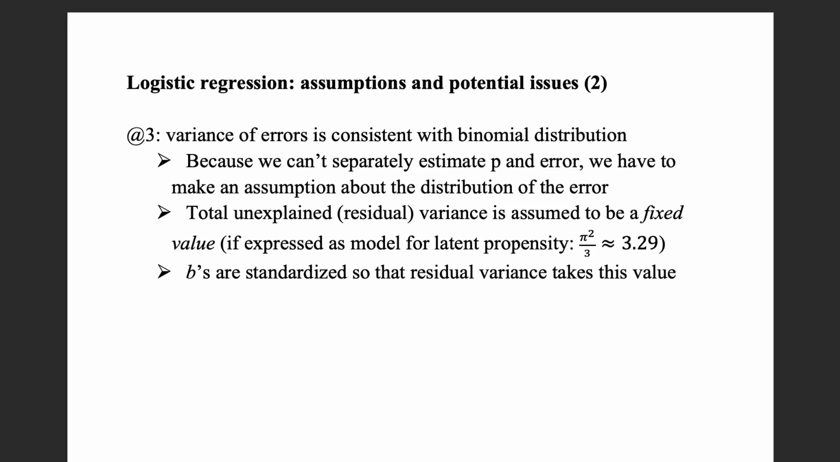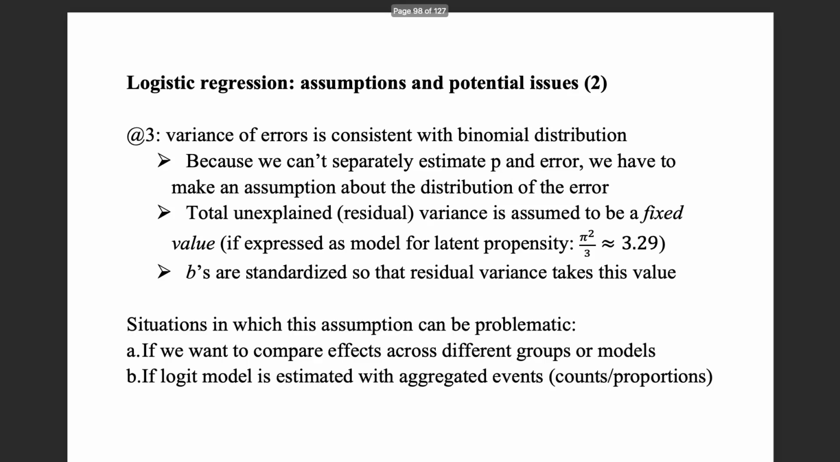So when we're estimating the model, basically our logit coefficients are standardized in such a way that our residual variance always takes this value. Assuming a binomial distribution of the error basically means that the coefficients that you get for the logit model are standardized in such a way that residual variance actually is this value. Because otherwise there is no way to find values for these regression coefficients.